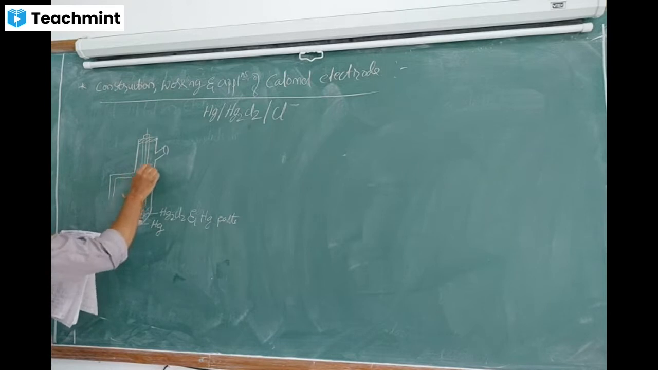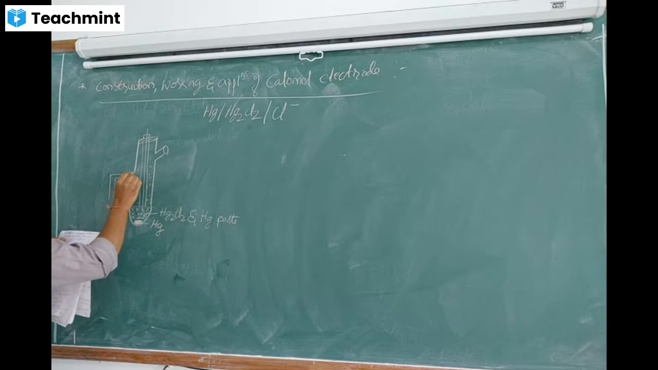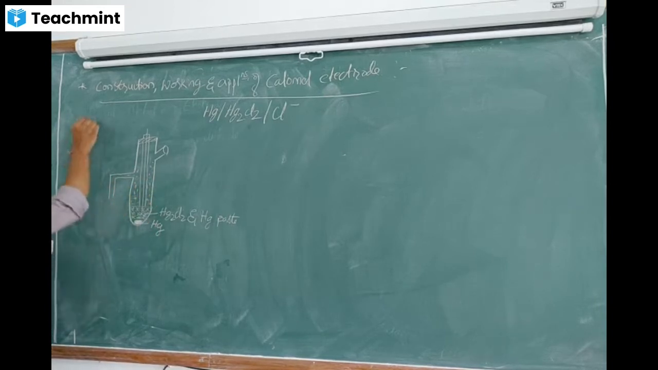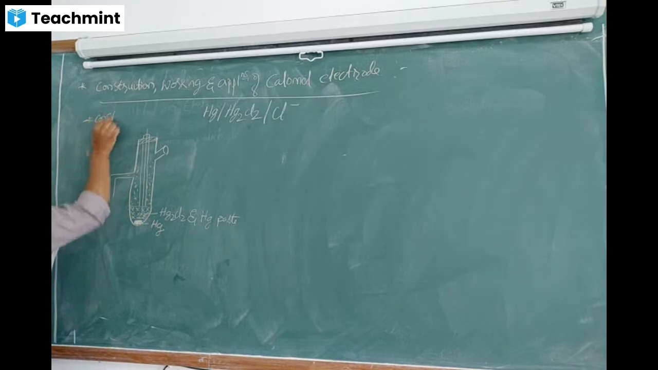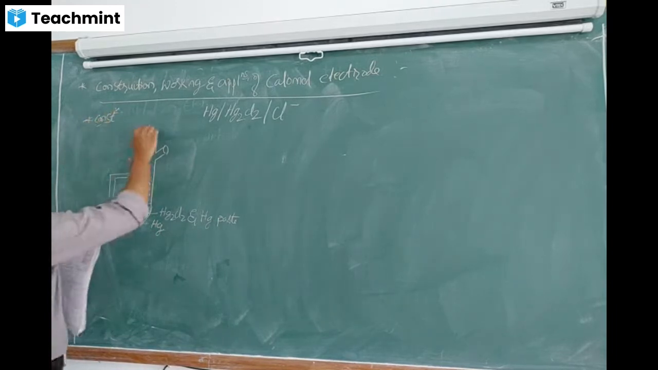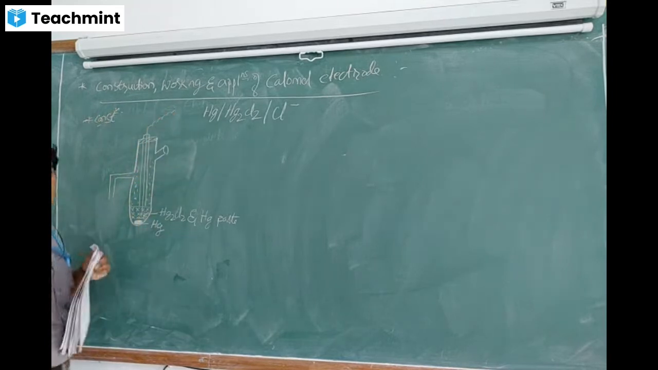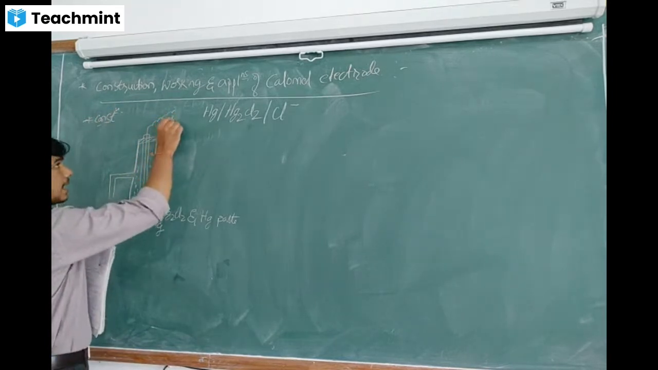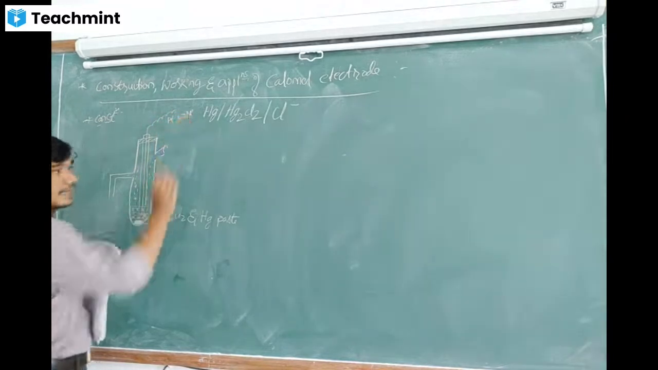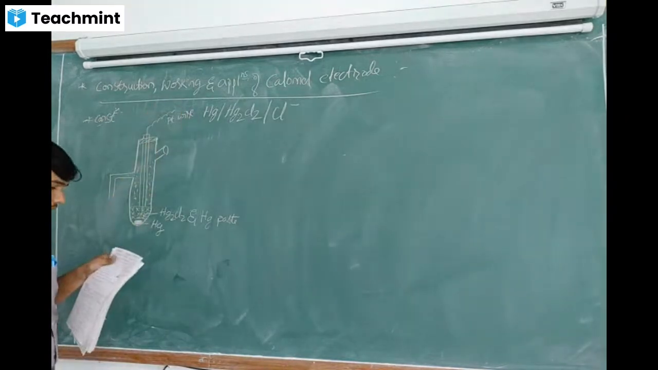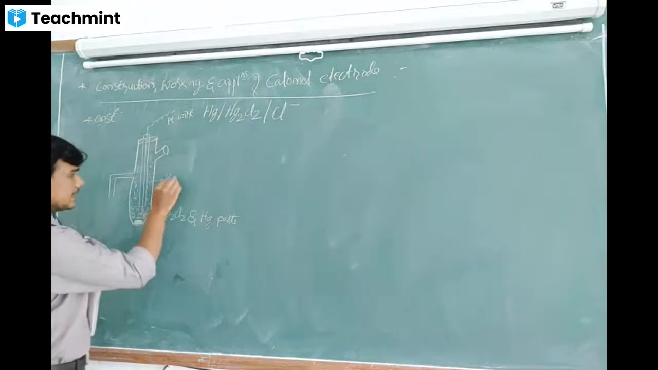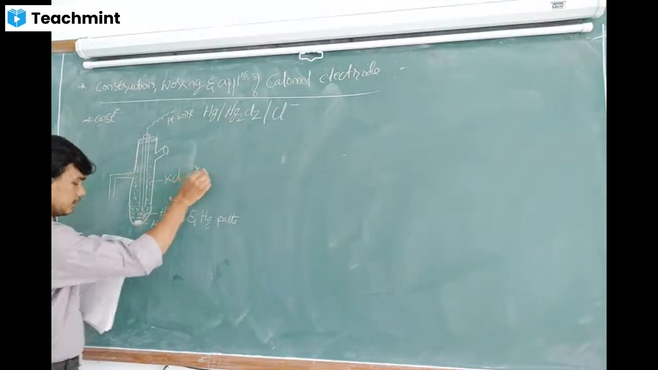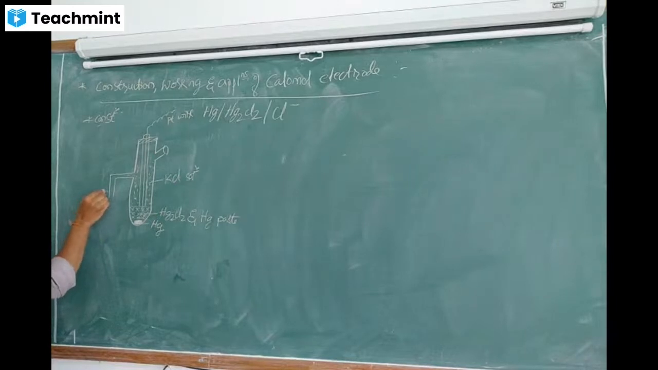So here KCl solution will be there. The construction of calomel electrode. This one is a platinum wire which acts as an external electrical contact. Okay. So this one is a KCl solution. This one is to connect salt bridge.